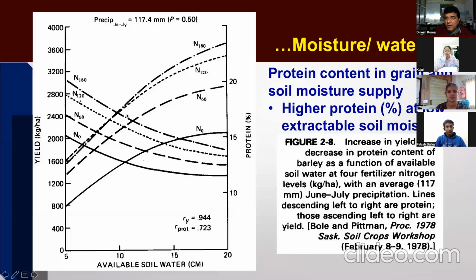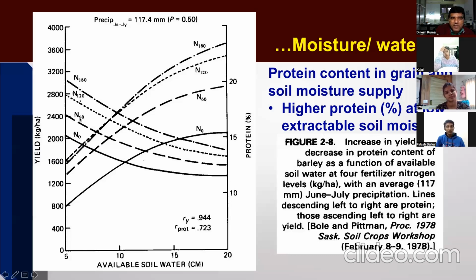So this is one side of the coin. See the other side of the coin. Here at N0, now the water supply is increasing, the protein content is declining. If you have N0 control, the protein content is roughly 11%.